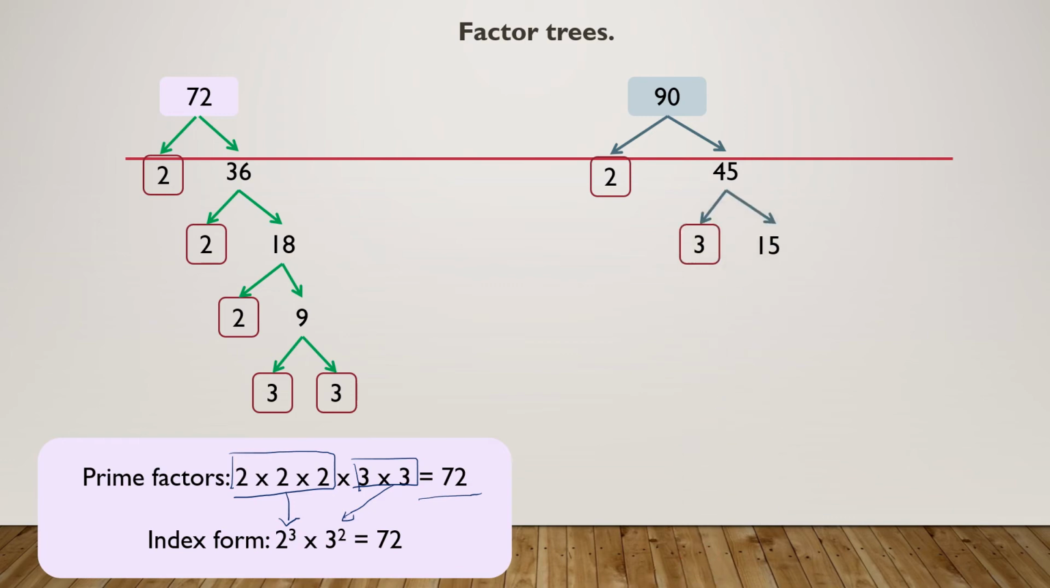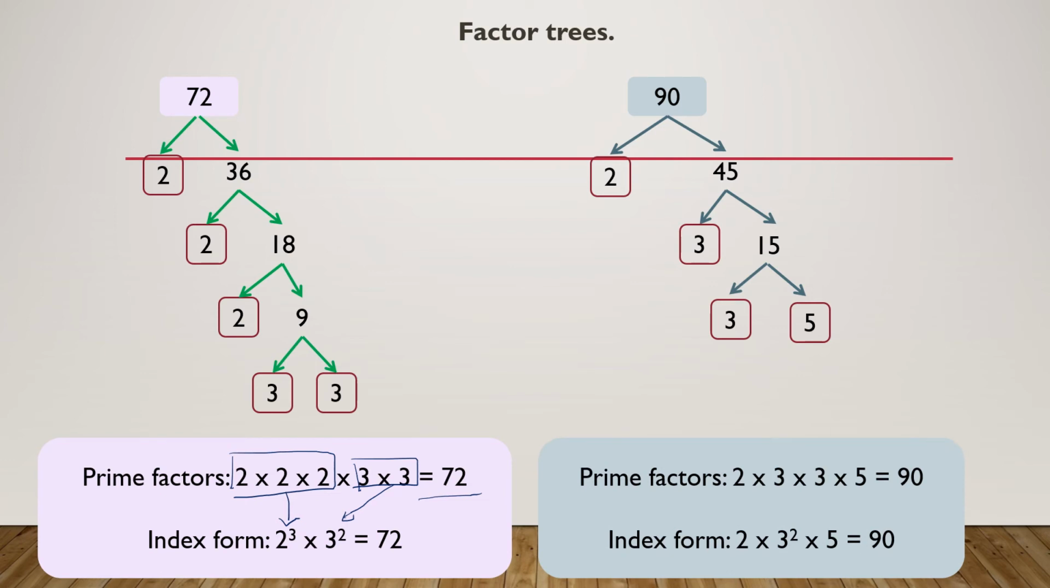So let's divide it by 3 instead. Now we're left with 15, which again would be divided by 3, which gives me 5. Now I'm left with all the prime numbers. So my prime factors of 90 would be 2 times 3 times 3 times 5. Or in index form, 2 times 3 squared, or 3 to the power of 2, times by 5, because 3 times 3 can be expressed as 3 to the power of 2.